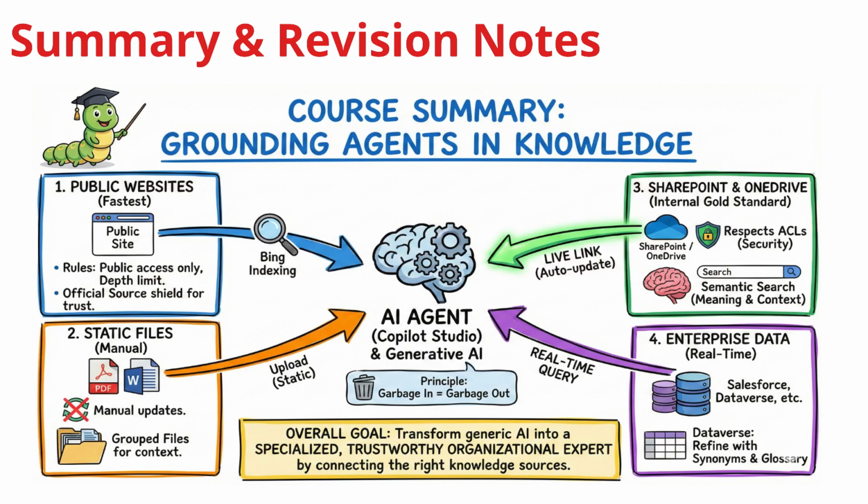Number 1, the fastest way, indexing public websites. Number 2, manually uploading static files. Number 3, the internal gold standard, SharePoint, with secure live links. And number 4, querying real-time enterprise data. By mastering these connections, you create a truly powerful, grounded AI.